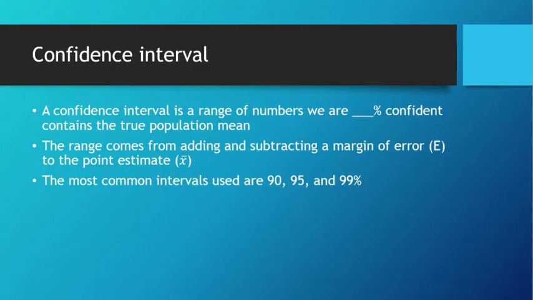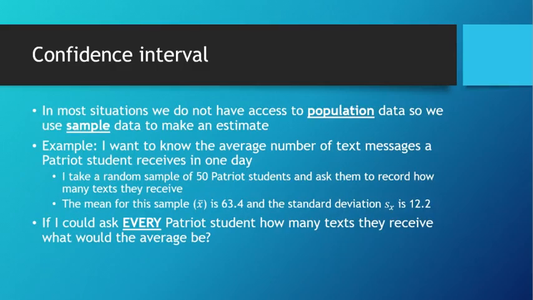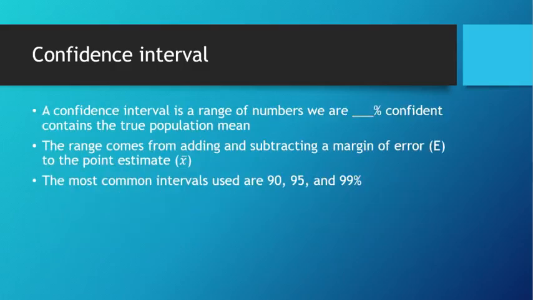So I know that my sample mean was 63.4. I'm going to add something to that and subtract something from that and say that I'm pretty sure the real mean, if I could ask every Patriot student, is somewhere between, I don't know, 60 and 66, right? But we're not just going to guess random numbers. There's a mathematical process to come up with that, okay?